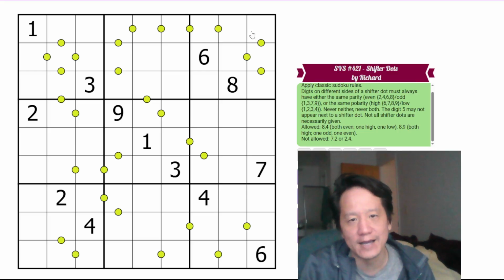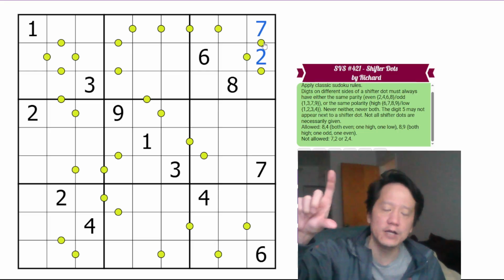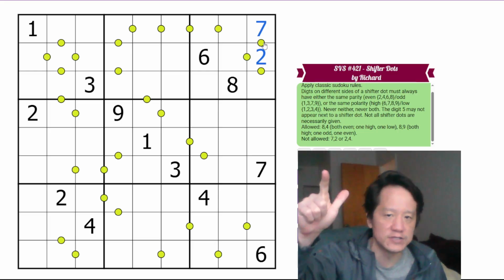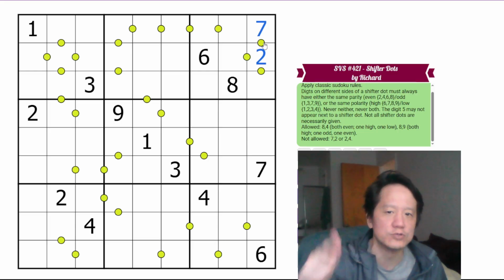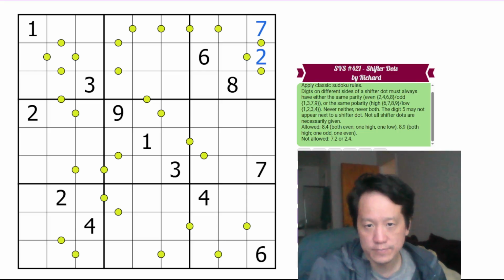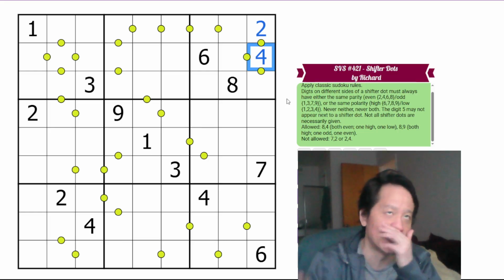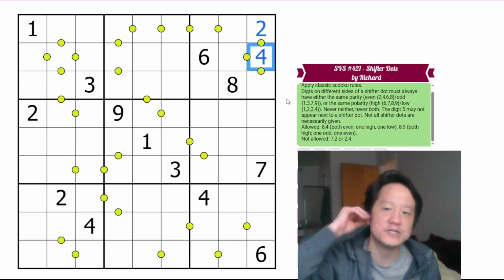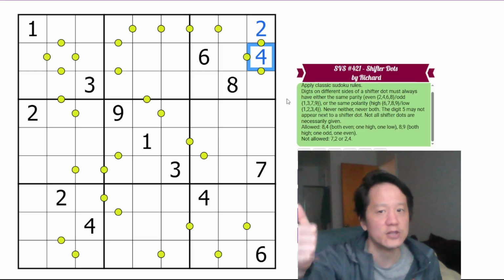What is not allowed is, say, 7 and 2, because they have different parity, 2 is even and 7 is odd, and they have different polarity, 7 is high and 2 is low. And 2 and 4 doesn't work for similar reasons, but actually not exactly similar reasons. They have the same parity, they're both even, and they have the same polarity, they're both low.